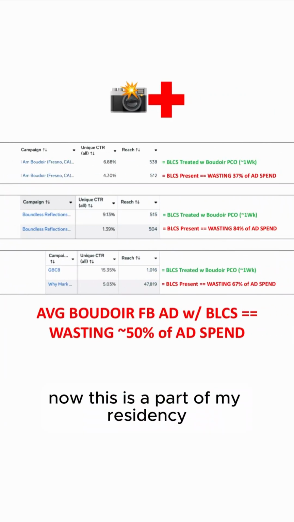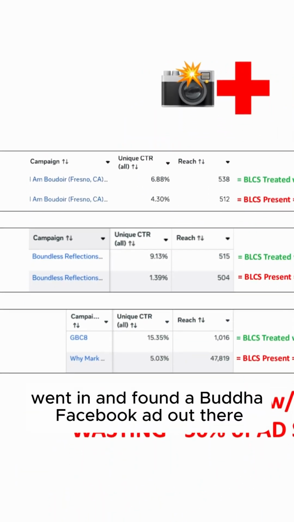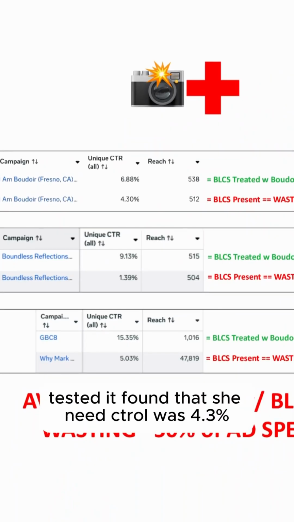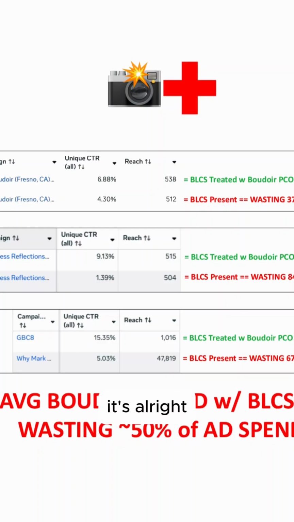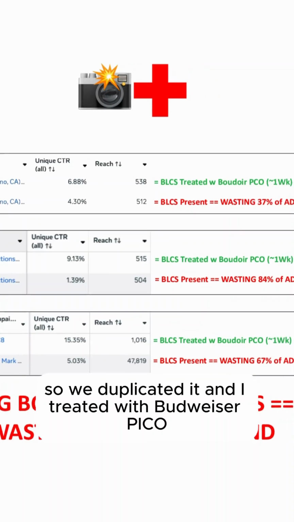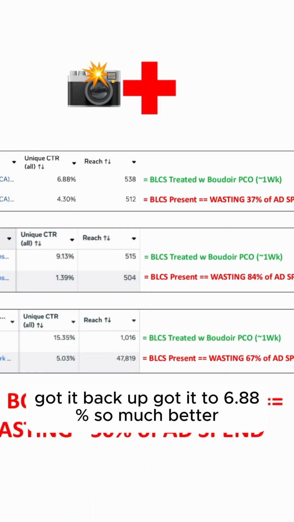Now, this was part of my residency. First part, I went in and found a Boudoir Facebook ad out there, flying around, brought it back to the hospital, tested it, found its unique CTR was 4.3%. All right, so we know that BLCS is present because that is under 6%. So we duplicated it, and I treated it with Boudoir Pico, took about a week, got it back up, got it to 6.88%. So much better.